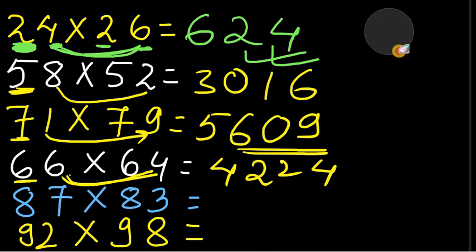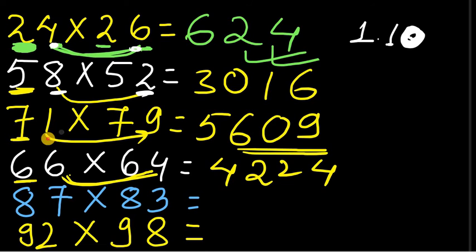Isn't it so easy? So friends, to use this trick you need some rules, and the rule number 1 is, the digits at ones place, when you add, you should get 10. Okay, the sum of the digit at ones place, when you add you should get 10. You see all the numbers here, the digit at ones place, when you are adding you are getting how much? 10. So this is rule number 1.